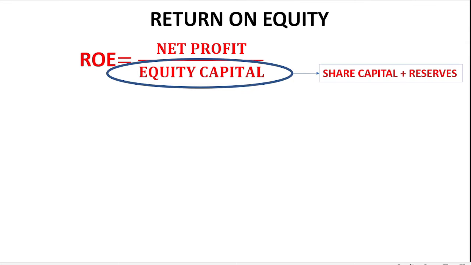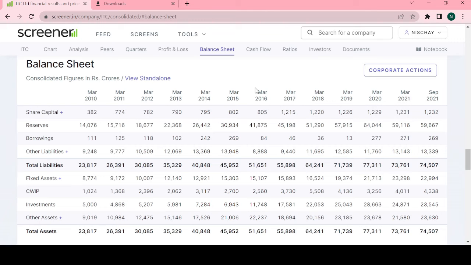Now what is equity capital? Equity capital is nothing but your share capital plus reserves. Let me take you to screener.in and help you understand how you can calculate it on your own. If you look at the balance sheet of ITC, you can see that in FY21, the share capital was 1,231 crores and the reserves are 59,116 crores. So if you add share capital and reserves, you get the equity capital.